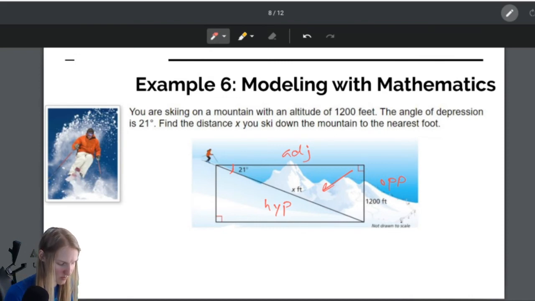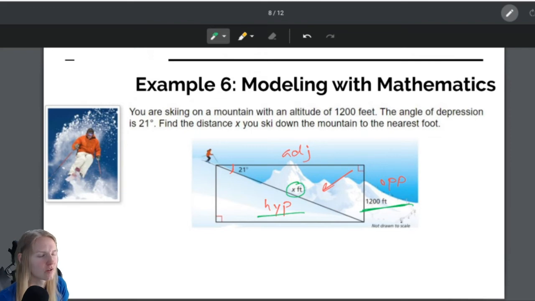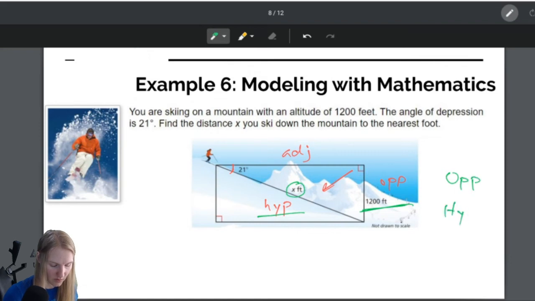Okay, so let's see. I'm going to make special note of, I know the 12,000 feet. I know that. So I know my opposite. Beautiful. And I'm looking for my hypotenuse. So I need a trig function that uses the opposite and the hypotenuse. Can you think of what?